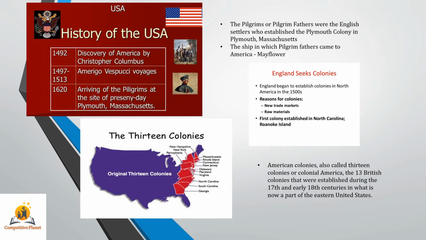The British began to establish colonies in North America in the 1500s. The reasons for establishing the colonies were new trade opportunities and raw materials. The first colony established by the British is North Carolina, on Roanoke Island. So North Carolina is the first colony established by the British in the United States.